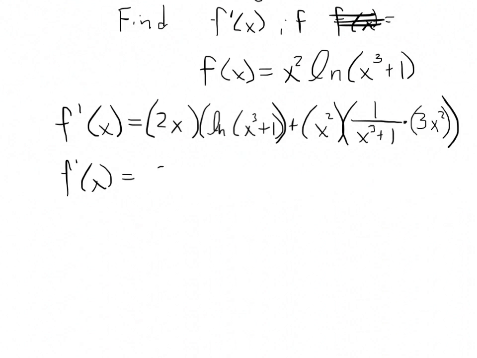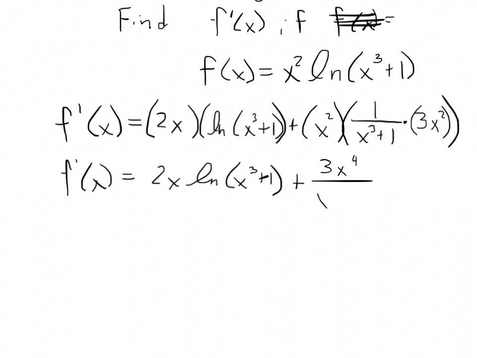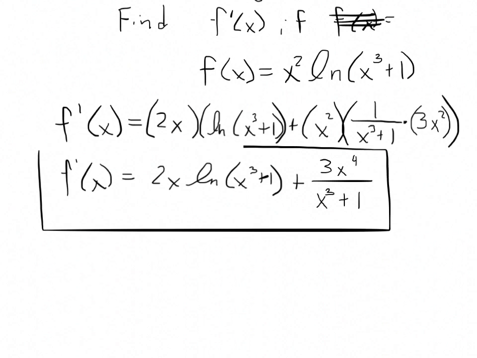And I know I haven't done any simplifying yet, but that's sort of the answer before things get simplified. There's not a whole lot I can do with that first term, just 2x natural log of x cubed plus 1. This other one, I could take the x squared and the 3x squared and put them both in the numerator, and I'm usually going to be a fan of that. So that gives me 3x to the 4th over x cubed plus 1. And there's a sense in which this answer is complete. You guys know lots of times I like to factor, so technically you could factor out an x from this one and an x from this one, but I just don't feel like it gets us a whole lot, so I'm going to stop here.